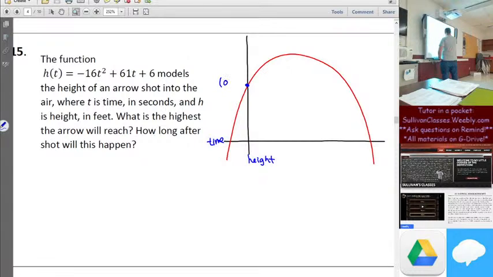When the time is 0, my starting height is here, also the y-intercept. My vertex is going to be a time at which it hits its maximum height. So this is a time when what? When it hits the ground, when the height is 0. When it lands.